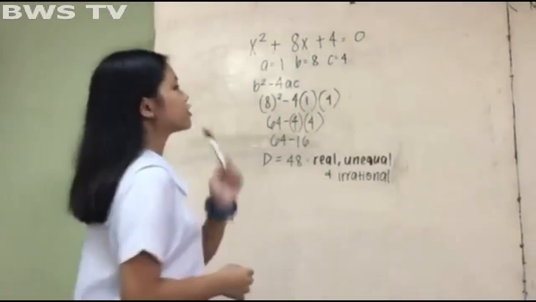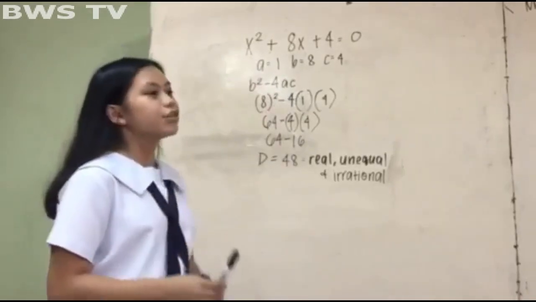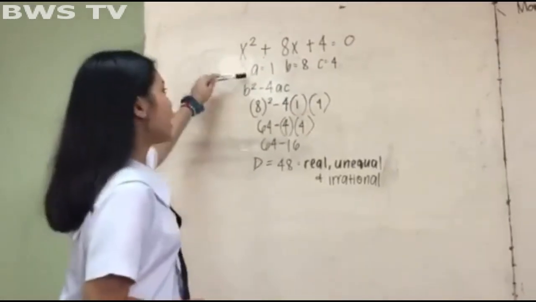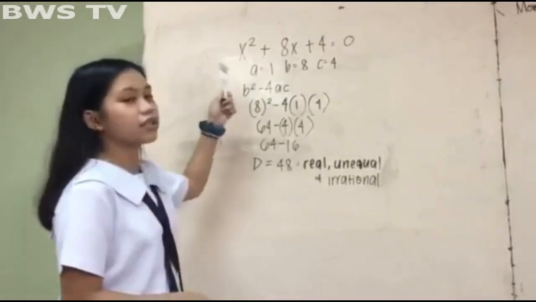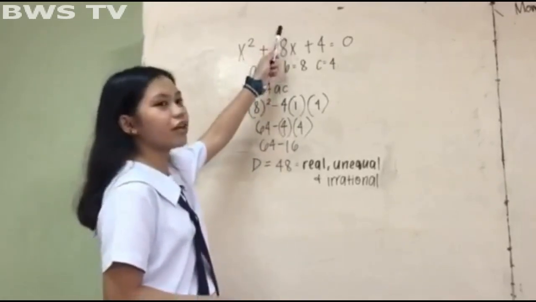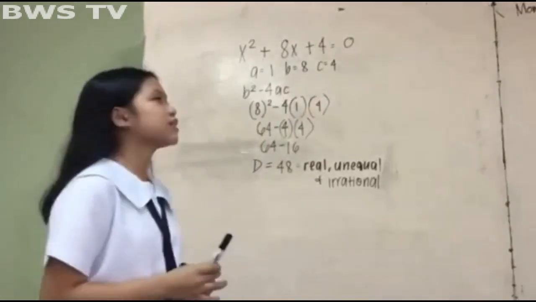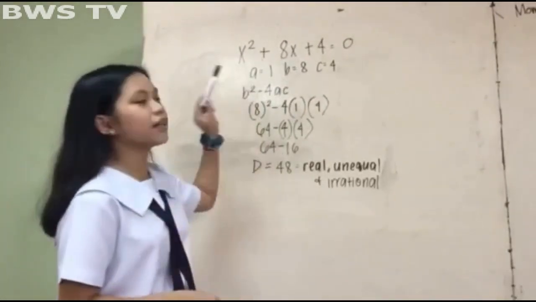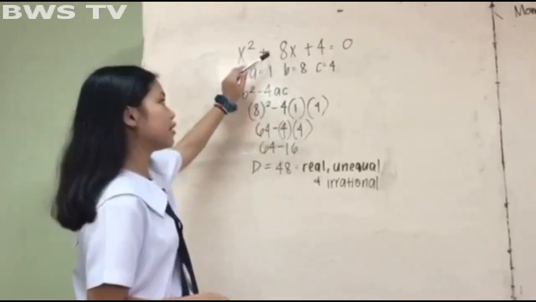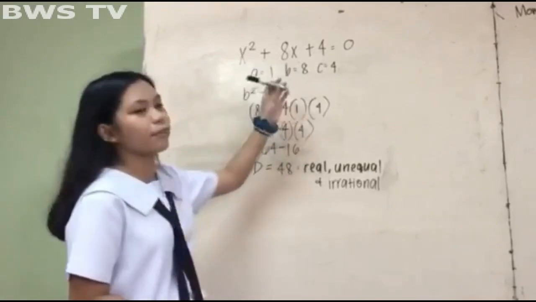Here we have the first example. x squared plus 8x plus 4 equals 0. So what we need to do first is get the a, b, and c. For our a, we have 1 because x is equivalent to 1x. b is 8 because this is the second term in the given. c is 4. Remember to take note of the signs because they matter when you get the a, b, and c. So for example, if this was negative 8, then you would also put negative 8. But since it's positive 8, you simply put 8.